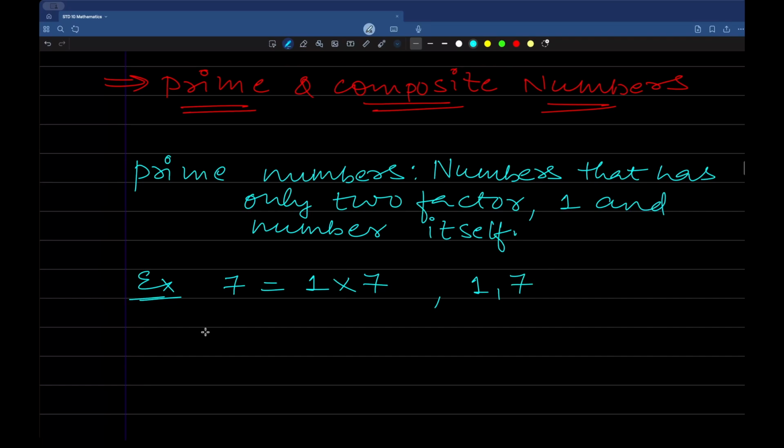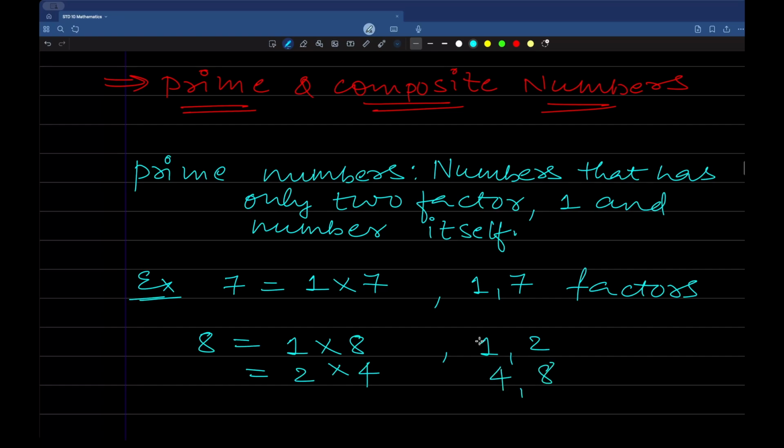Let us take a non-prime number, that is 8. 8 can be written as 1 into 8, 2 into 4. So the factors are 1, 2, 4 and 8.